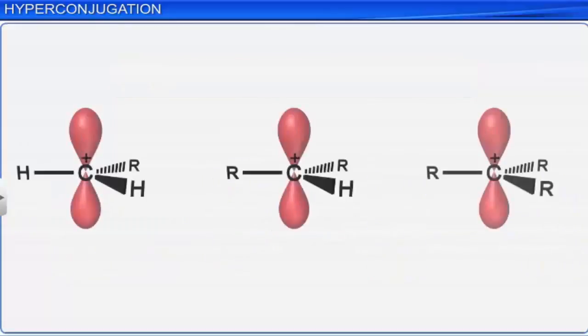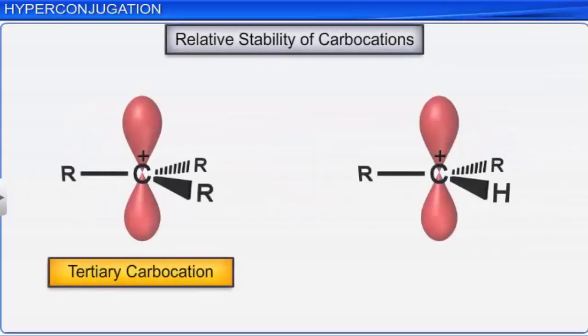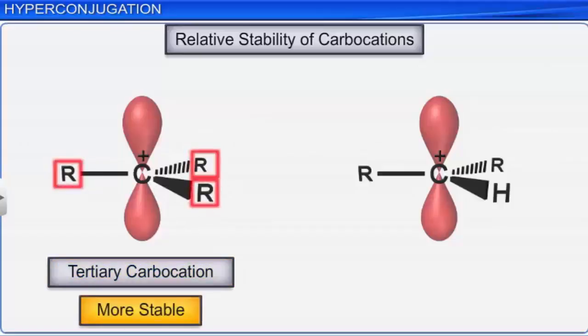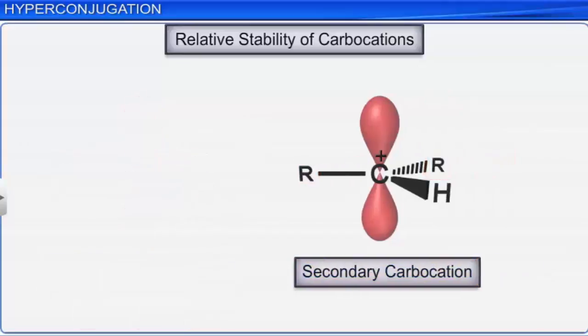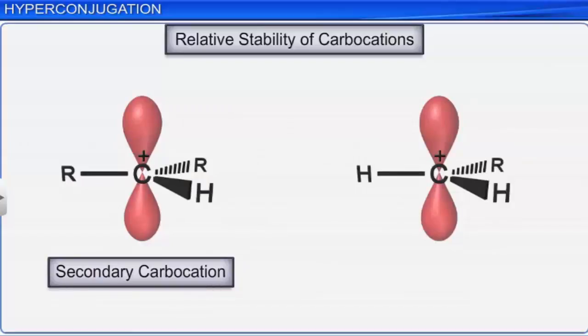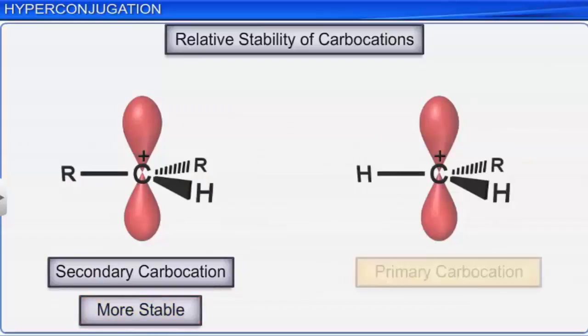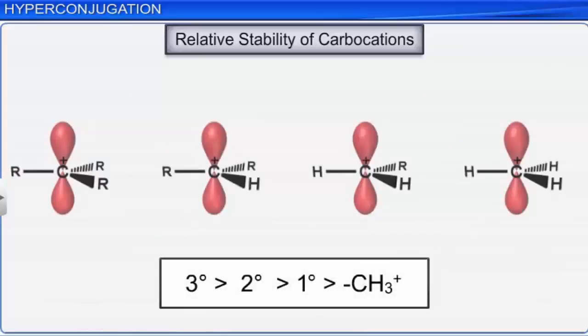Greater the number of alkyl groups attached to a positively charged carbon atom, greater is the hyperconjugation interaction and stabilization of the cation. Hence, the tertiary carbocation in which there are 3 alkyl groups attached to the positive carbon is more stable than a secondary carbocation with 2 alkyl groups. Similarly, a secondary carbocation is more stable than a primary carbocation. Therefore, the order of stability decreases from tertiary carbocation to methyl cation.